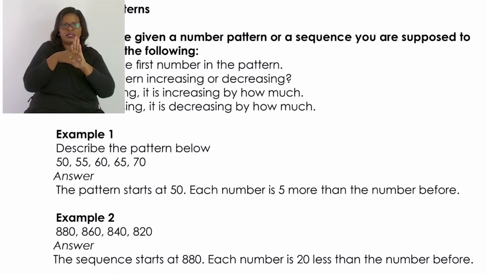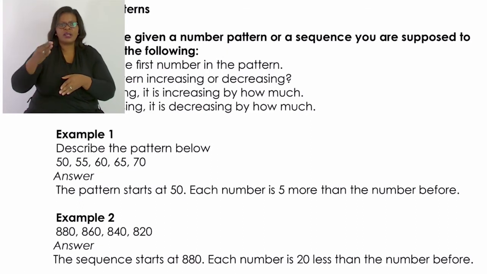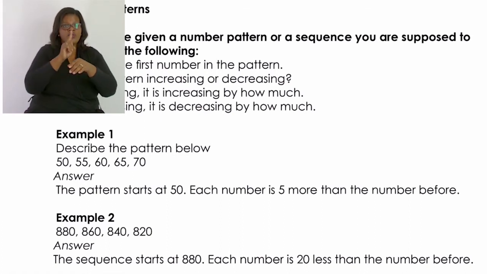You are supposed to see it is decreasing by how much. Let us look at the first example. We are supposed to describe the pattern. That pattern is having 50, 55, 60, 65, and 70. The first thing is to identify the first term. So our pattern is starting at 50.